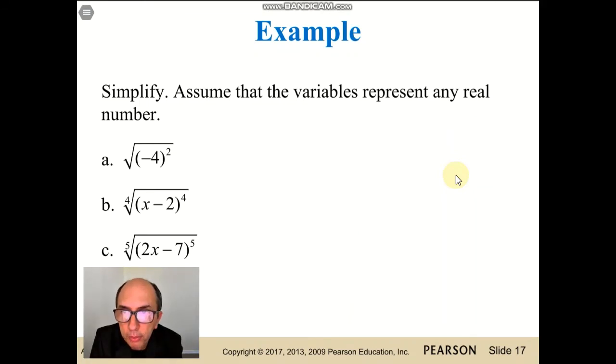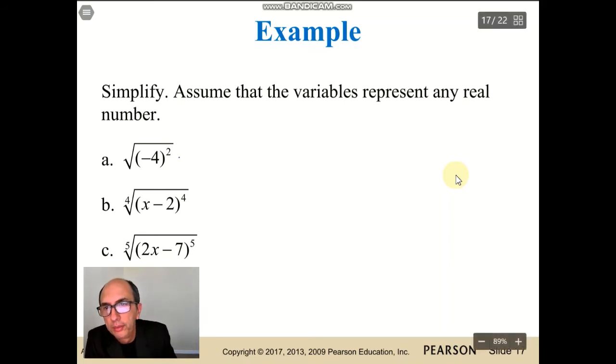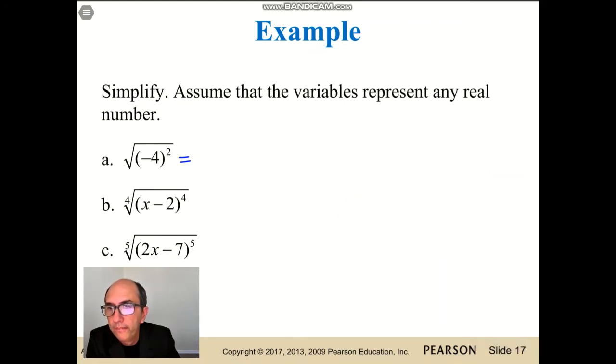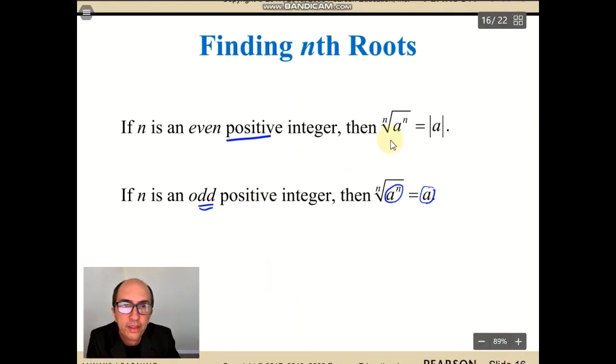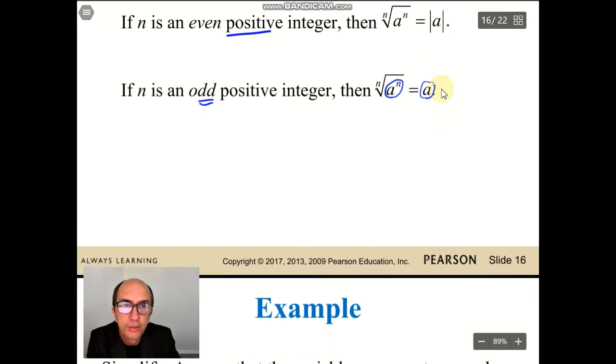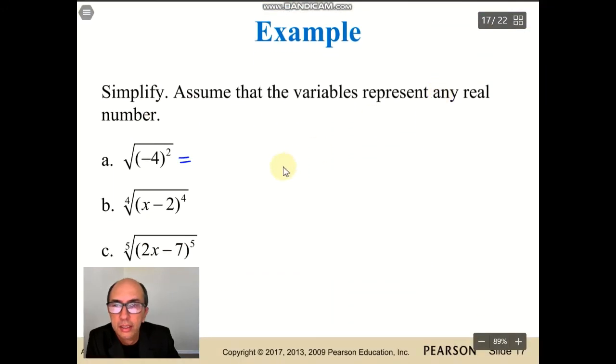Checking the examples so we can understand. See this first one, the square root of negative 4 exponent 2. So remember the rule. It's going to be the absolute value of a, and a here is negative 4. The absolute value of negative 4 equals 4.